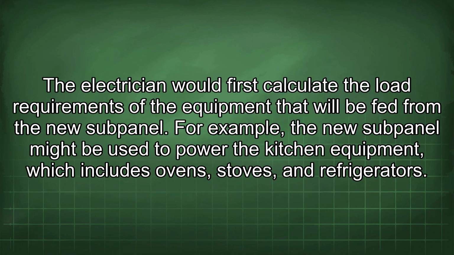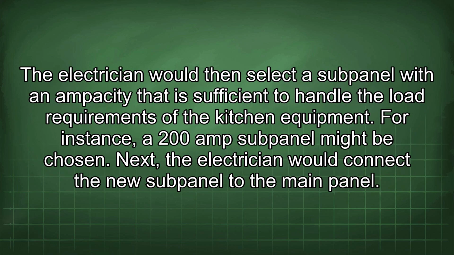The electrician would first calculate the load requirements of the equipment that will be fed from the new subpanel. For example, the new subpanel might be used to power the kitchen equipment, which includes ovens, stoves, and refrigerators. The electrician would then select a subpanel with an ampacity that is sufficient to handle the load requirements of the kitchen equipment. For instance, a 200 amp subpanel might be chosen.